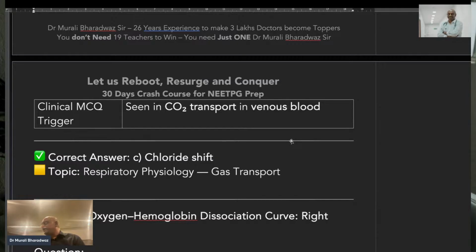Homework: Haldane effect. Ask ChatGPT. Haldane effect, chloride shift, give me 5 points.